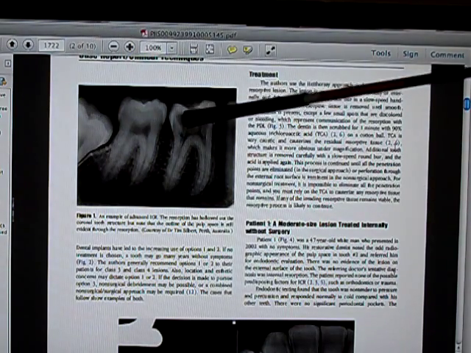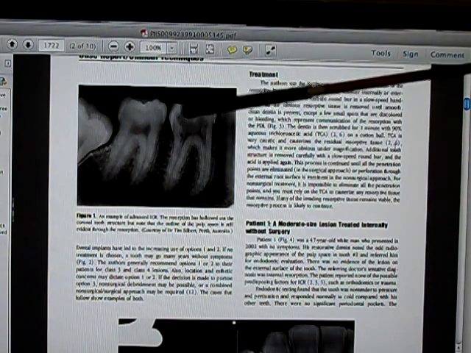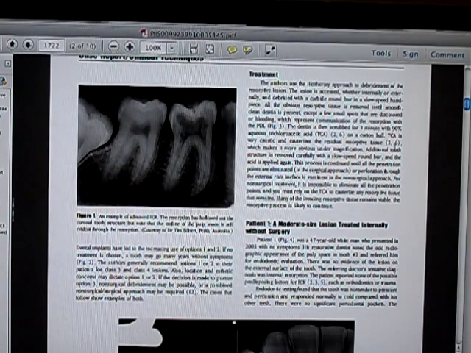Look at this appearance. It's kind of mixed radiolucent and radiopaque kind of all at the same time. These things are highly vascular and they will freak you out. So that's one reason to recognize them.